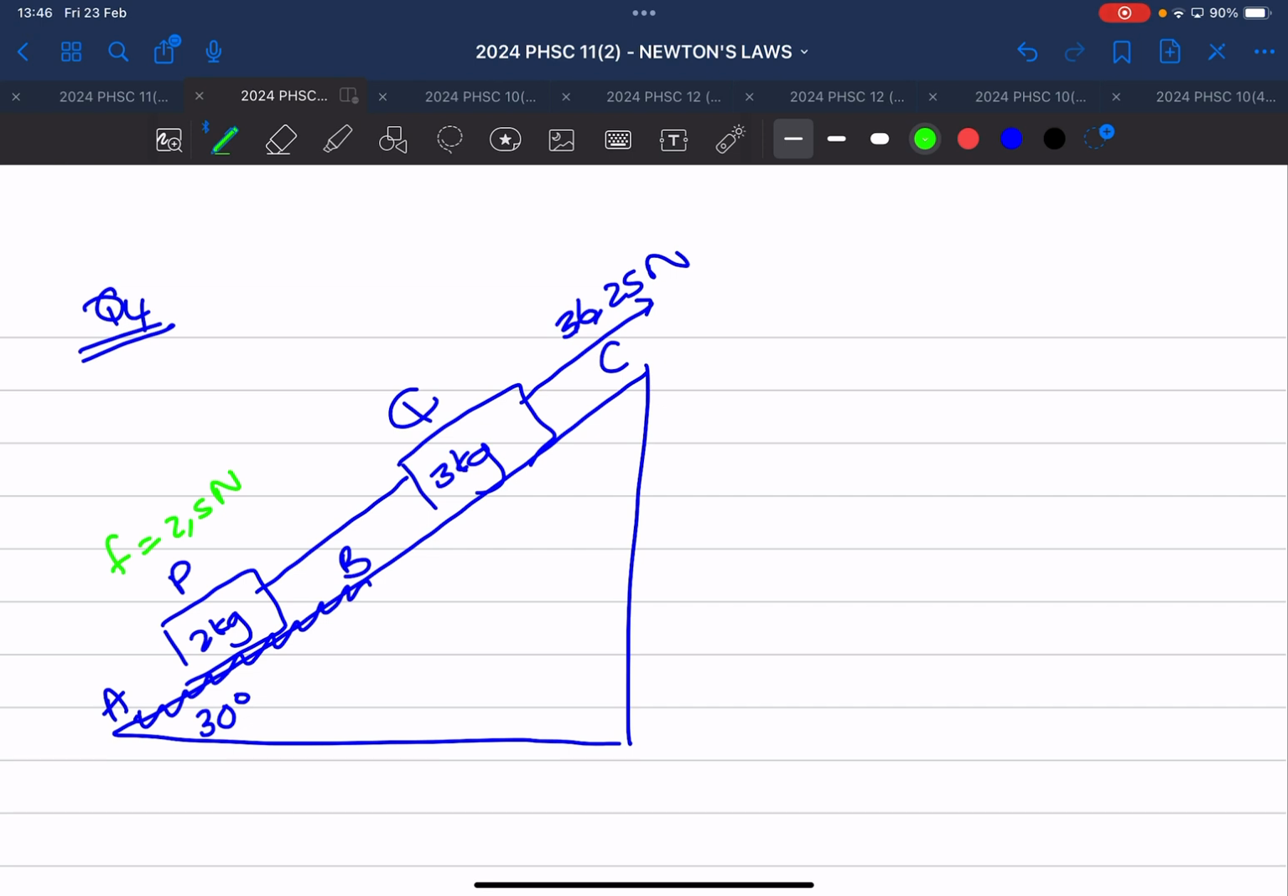What did they not ask? What did they not ask? To draw a diagram. Are you just going to ignore it? No, you are going to draw it. How many objects do we have? We have 1, 2 objects. How many diagrams are you going to draw? 2.